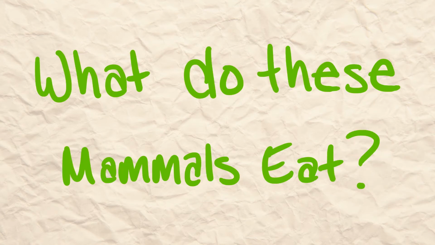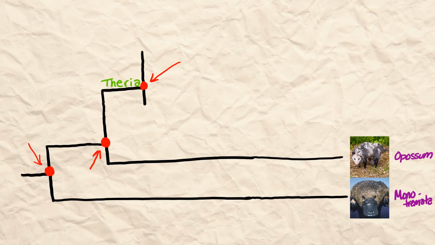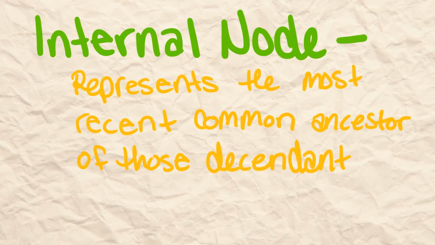Theria represent the vast majority of all mammals, so to further classify our remaining mammals, we are asked the question, what do these mammals eat? This branching point, as well as any branching points before and after it, is an internal node that represents the common ancestors of those descendants.